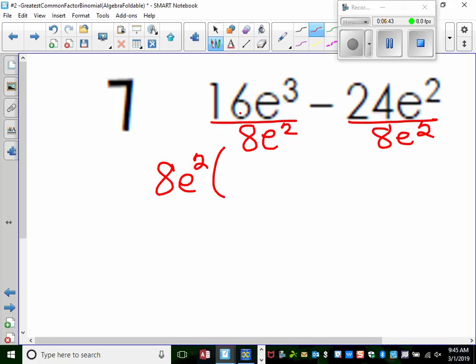So 16 divided by 8 is 2. When I subtract by exponents, it's e to the first. 8 will go into 24 3 times, and then the e squareds will be 0. Right?